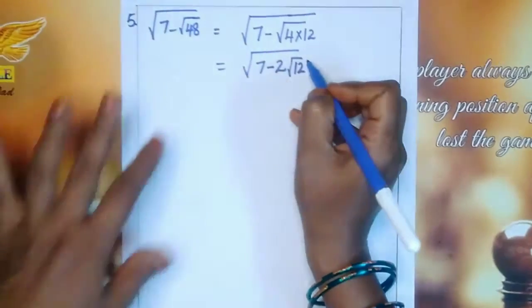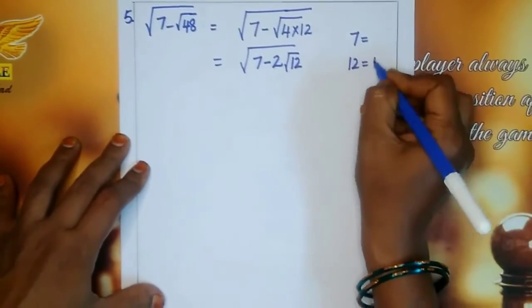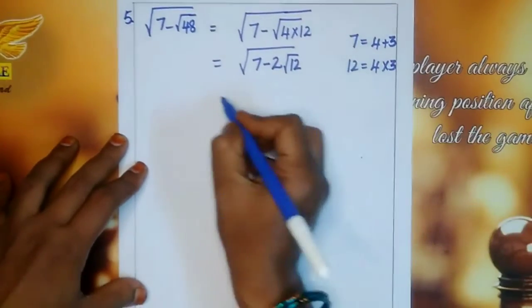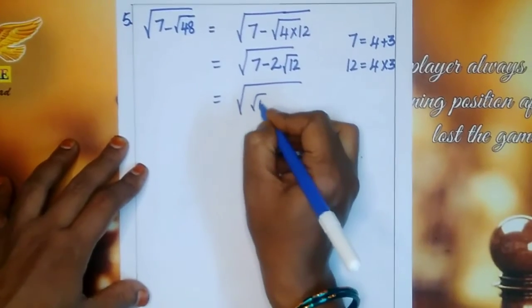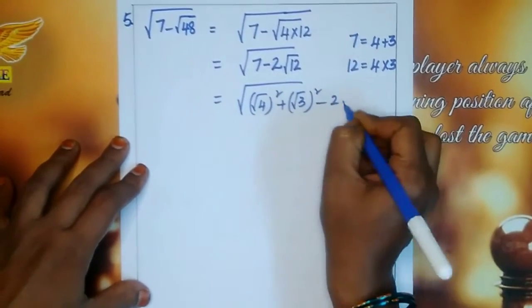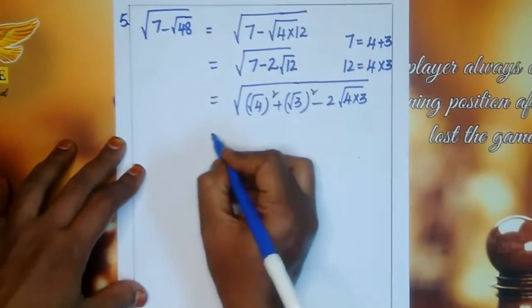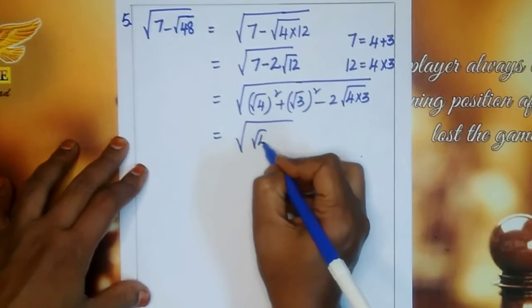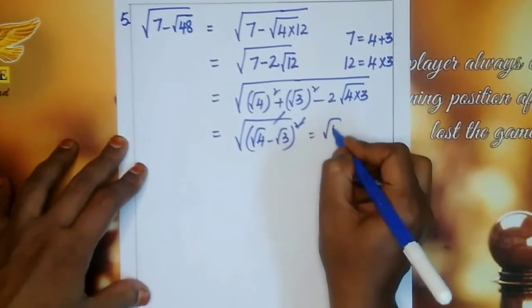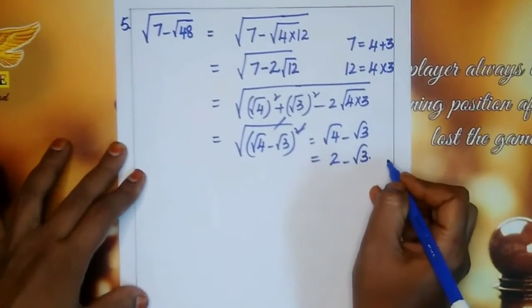Now you got like 7 minus 2 into root 12. Now you have to take any two numbers whose sum should be 7 and product should be 12. So 4 into 3 is 12. 4 plus 3 is 7. Now you have to write square root 4 square plus square root 3 square minus 2 into square root of 4 into 3. That means a square plus b square minus 2ab. So we have to write like a minus b whole square. So square root gets cancelled. That is root 4 minus root 3. Root 4 is nothing but 2. So the answer is 2 minus root 3.